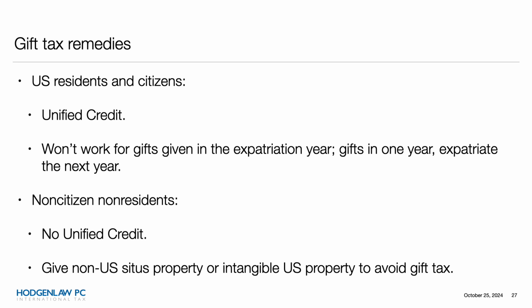resident or citizen. For people who are non-citizen, non-residents, you are not eligible for the unified credit. However, that also means that a lot of assets are not even subject to U.S. gift tax in the first place, and you're free to give non-U.S. situs property or intangible U.S. property. You can avoid U.S. gift tax by giving those types of assets.